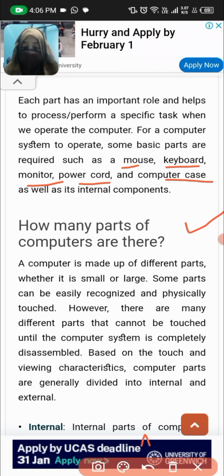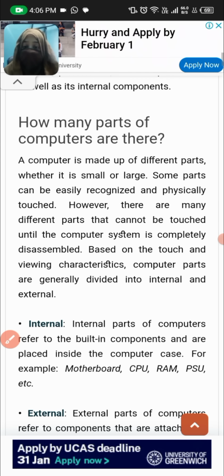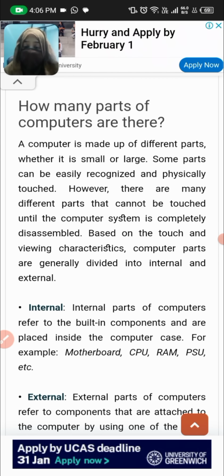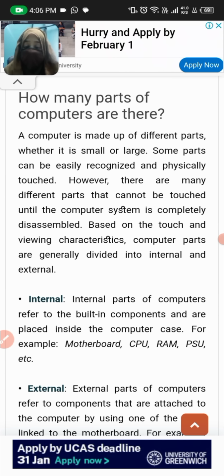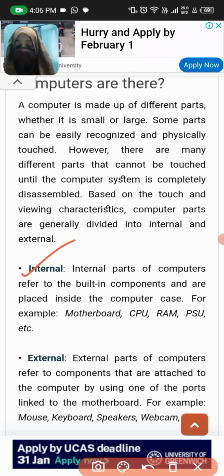A computer is made up of different parts, whether it is small or large. Some parts can be easily recognized and physically touched. However, there are many different parts that cannot be touched until a computer system is completely disassembled. Based on the touch and viewing characteristics, computer parts are generally divided into internal and external. Here is another division of the parts, which is internal and external.